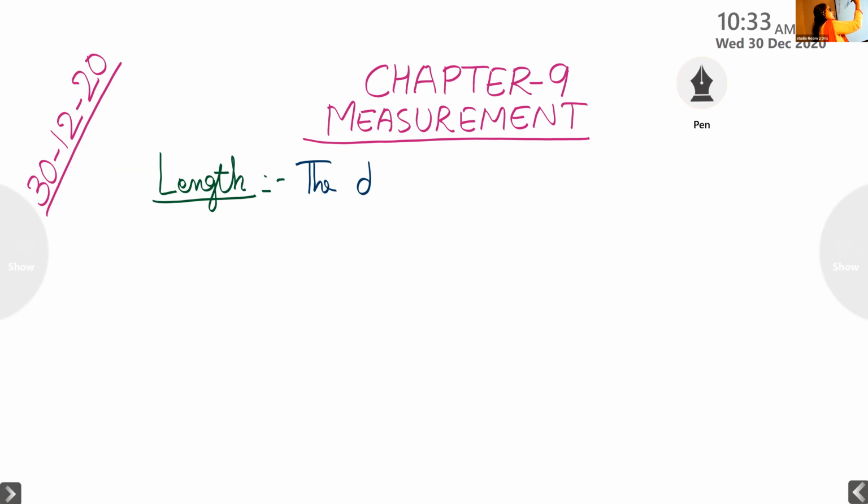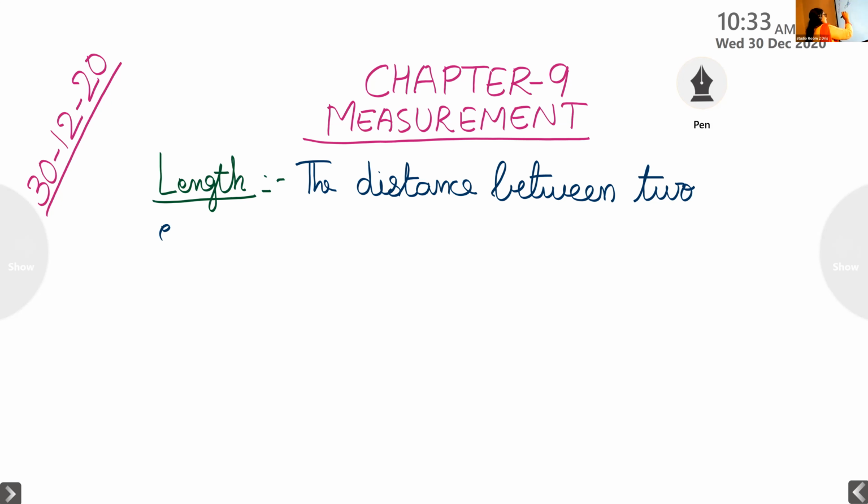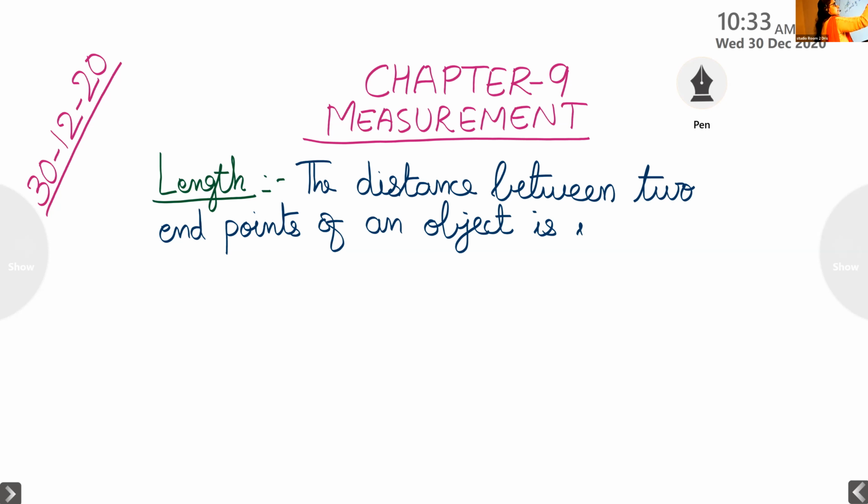The distance between two end points of an object is its length. The distance between two end points of an object is its length.